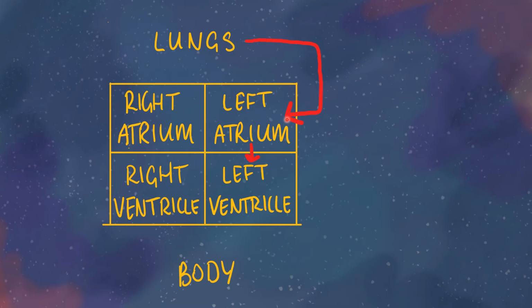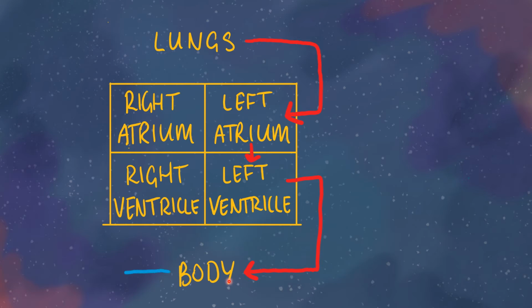And then I want you to draw an arrow down from the left atrium to the left ventricle. And then an arrow from the left ventricle to the body. Okay, so this is showing the blood flow. So we've got blood coming from the lungs into the left atrium, down to the ventricle, and around to the body.